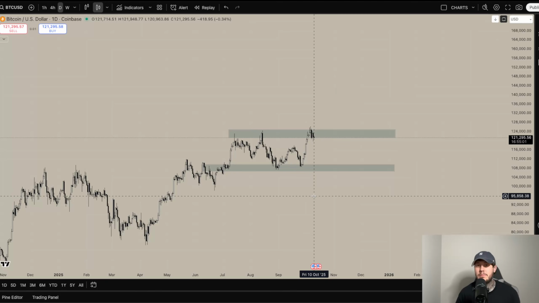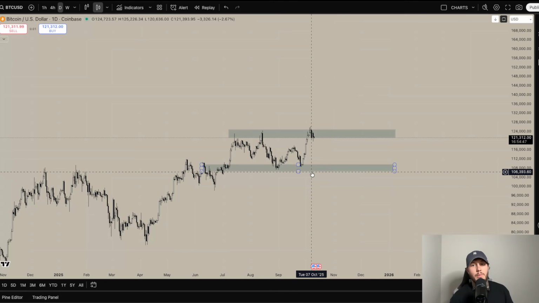So, okay, great. The short idea is valid. It's at a resistance. It's moving sideways. If price was in an uptrend, I'd be a bit more cautious. I would wait for a break and retest of the zone, or I'd wait for it to come back down to the support here.